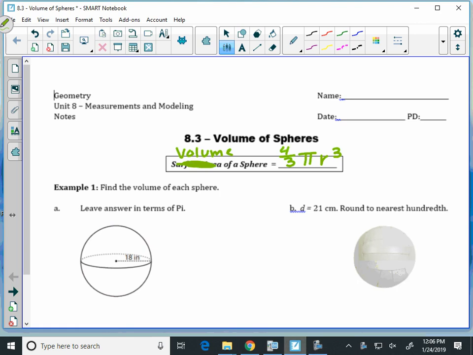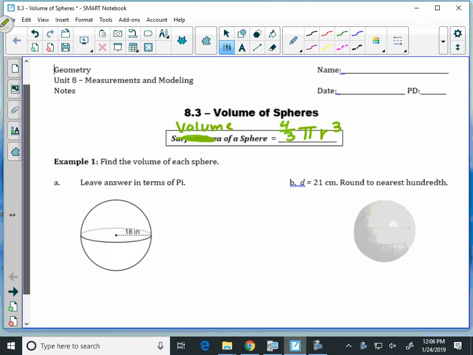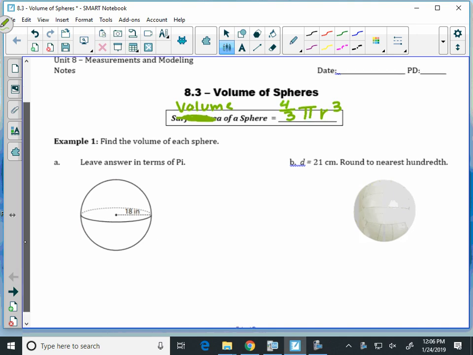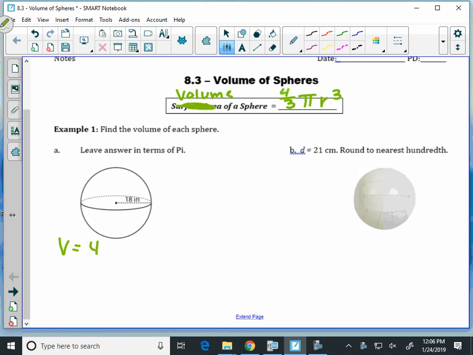The formula for volume is 4/3 pi r cubed. We take a look at these examples. We want to find the volume of each of these spheres. So I know I'm finding the volume of a sphere, so I'm going to write down the formula for it: 4/3 pi r cubed. And then look at the diagram.